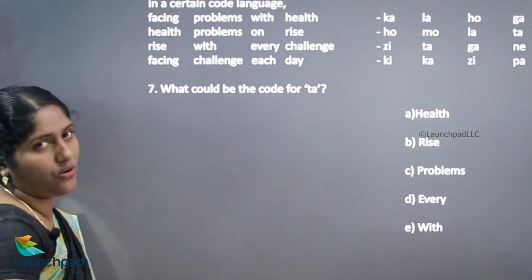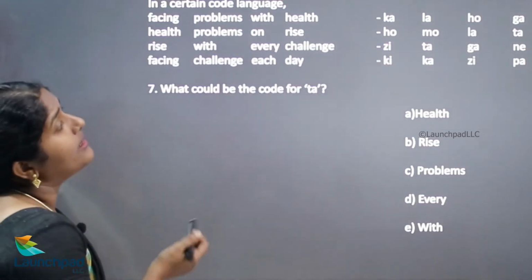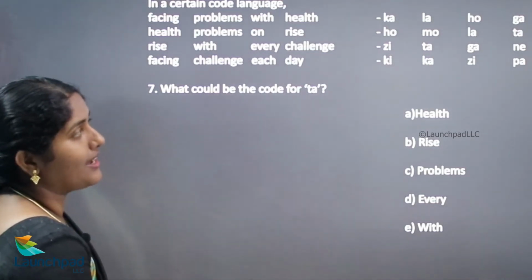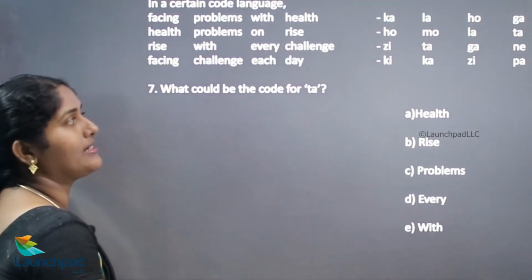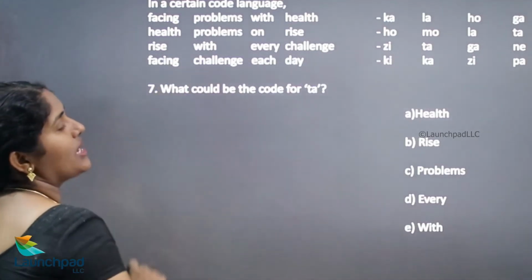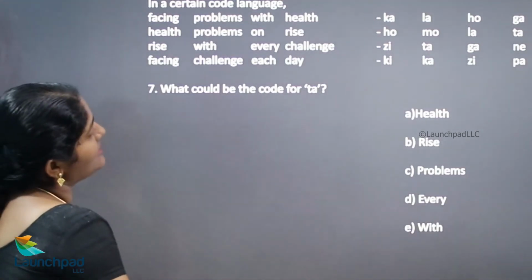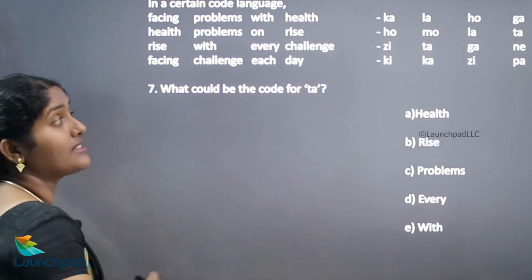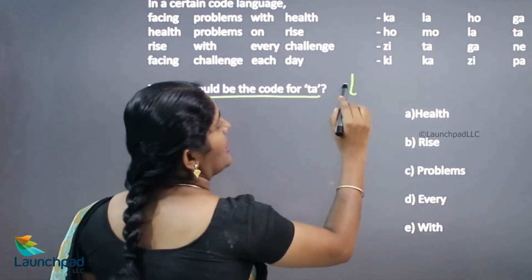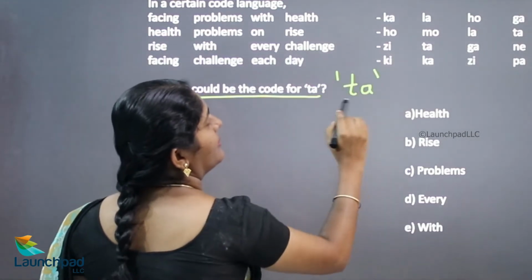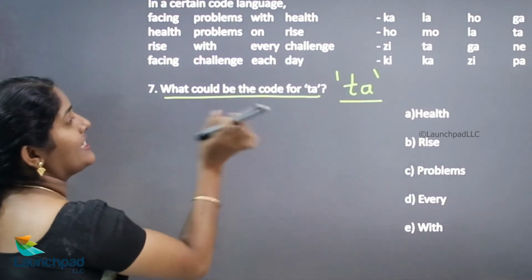In a certain code language, facing problems with health is coded as ka, la, ha, ga. Health problems on rise, ha, mo, la, ta. Rise with every challenge, zi, ta, ga, ni. Facing challenge each day, ki, ka, zi, pa. So what could be the code for TA?